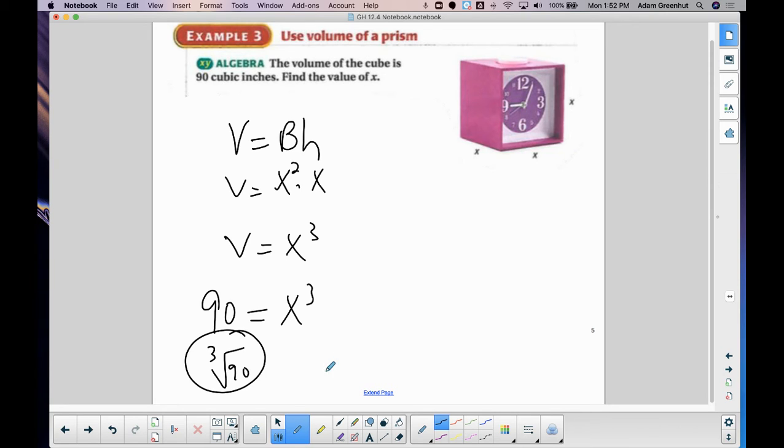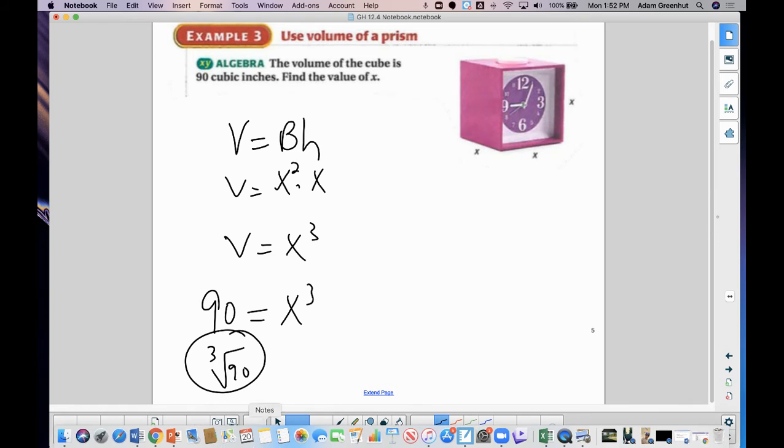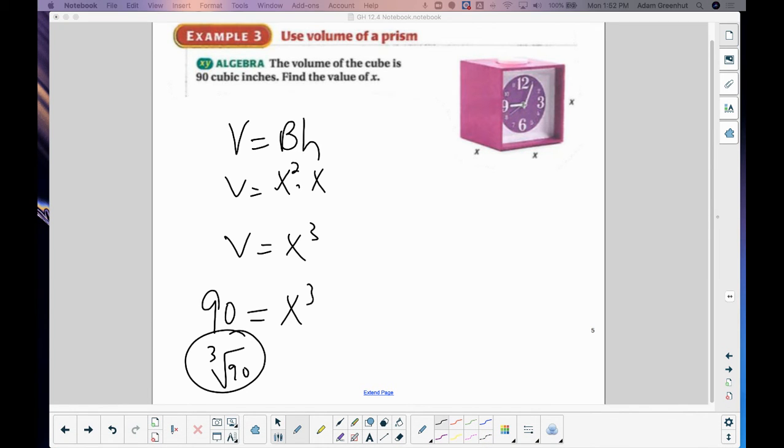No, I don't believe so. So all I can do is do that, or I can find the actual cube root of 90. Maybe I should have a calculator out for that. Should I do it real quick?